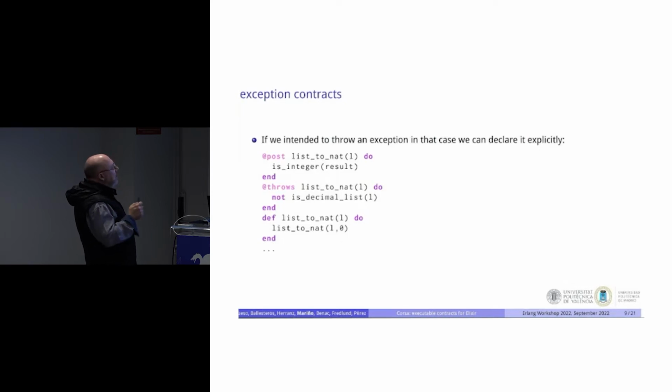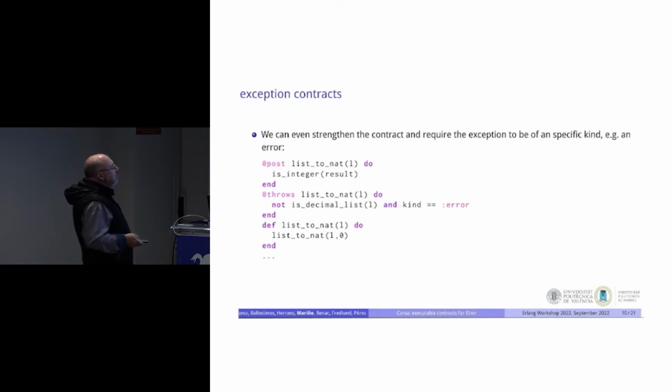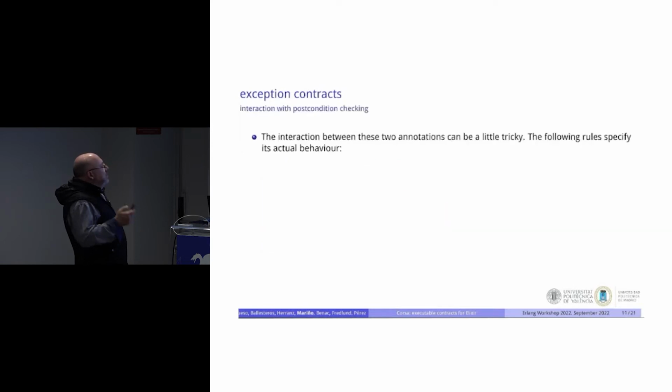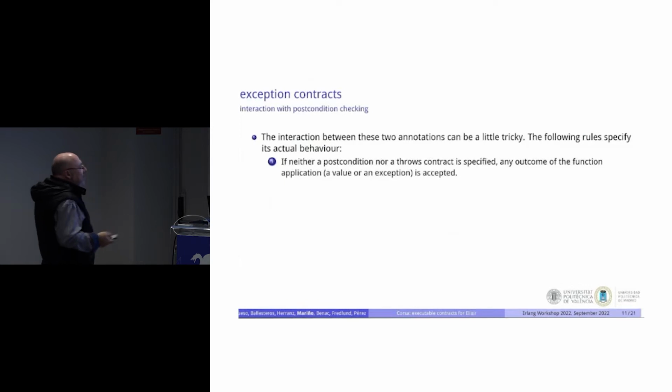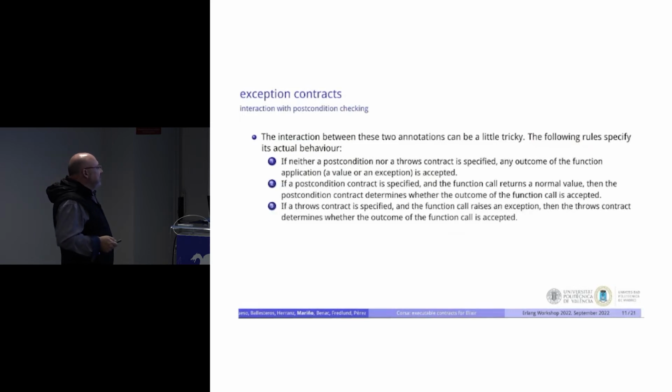We can even be more specific and reason on the kind of exception that is thrown. So here we are saying that, okay, if the input is not a decimal list, then listener should throw an exception. To make things worse, there's a whole set of cases. Perhaps this is too technical, so maybe I can leave this for the questions.